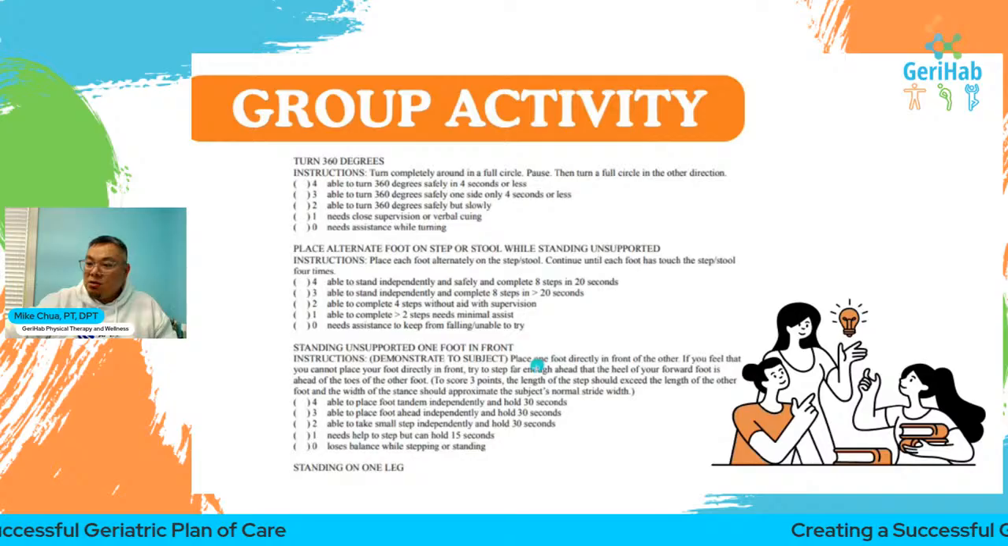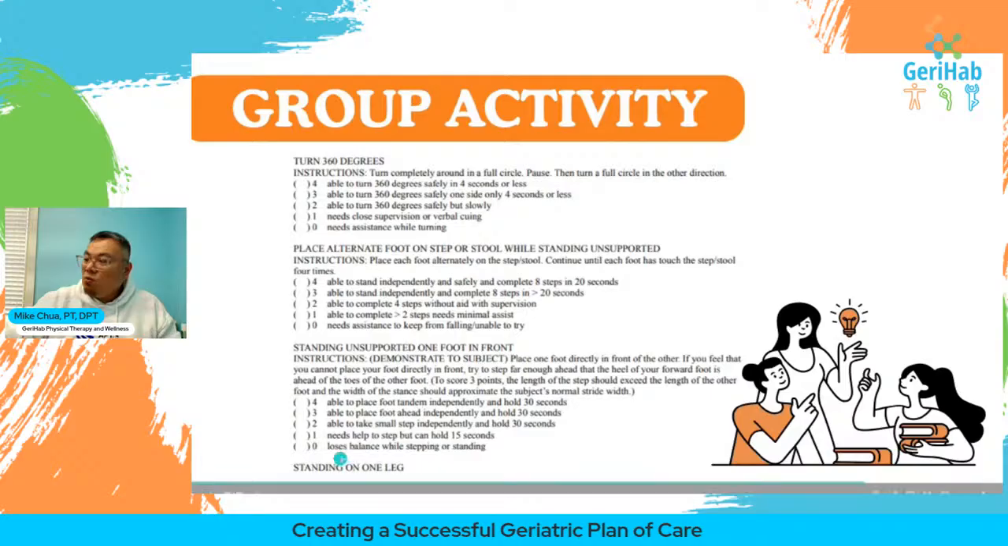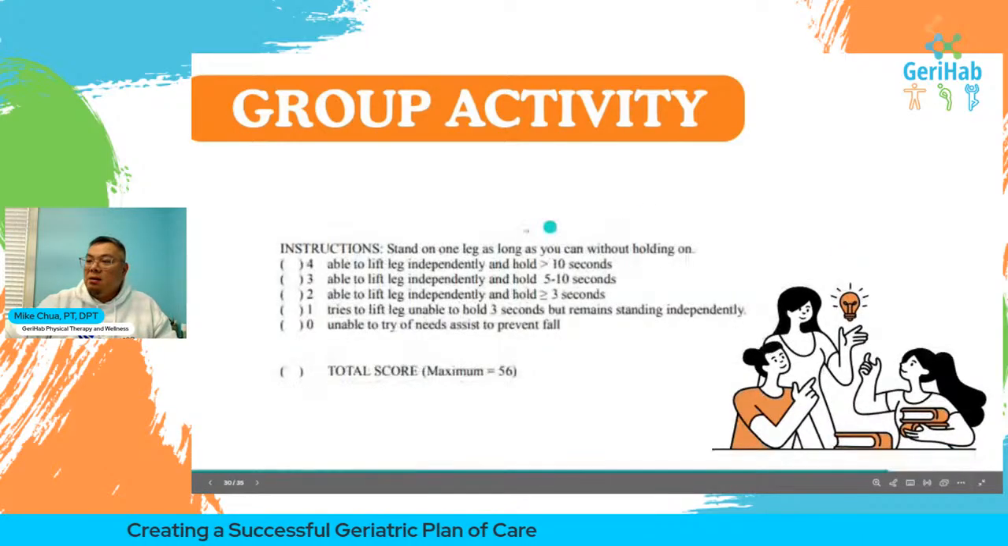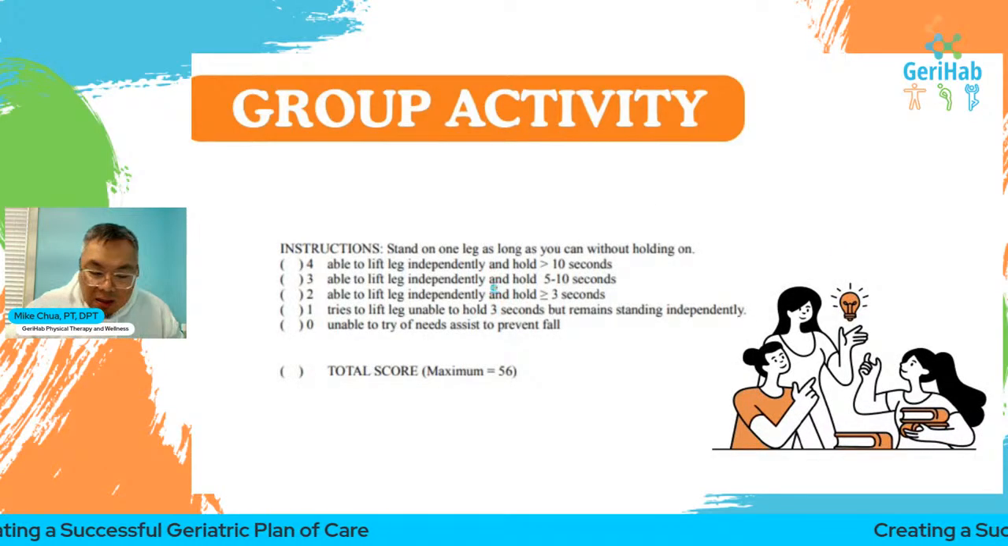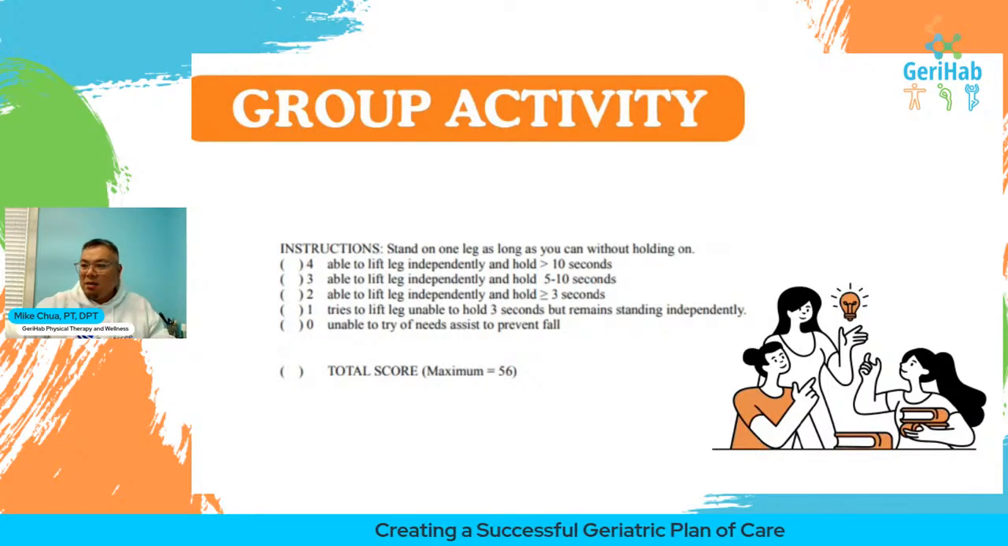Next is unsupported standing with one foot in front, just like a tandem stance. Next is standing on one leg, all right? Can they hold it up independently? Some of them are even holding up for less than 10 seconds. All right, and the total score would be 56.